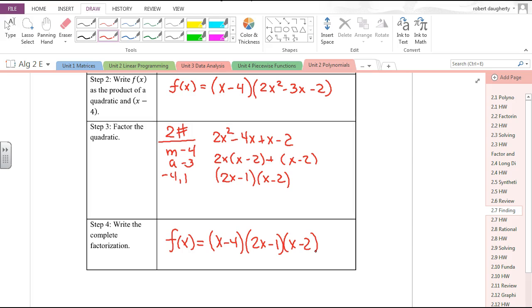Oh, that's a mistake. That's 2x plus 1. Thank you for finding that. Why don't I make that a little bit clearer? So 2x plus 1, 2x plus 1. So the solutions are 4, negative 1/2, and 2. Okay?